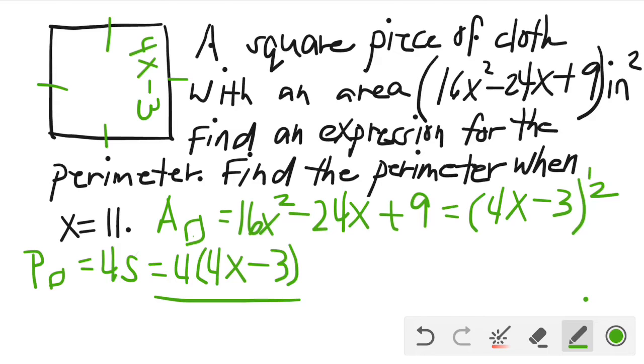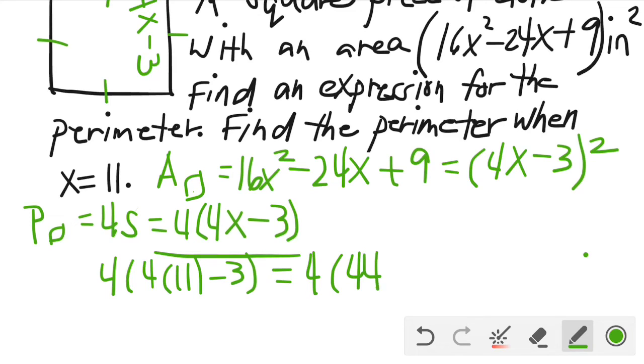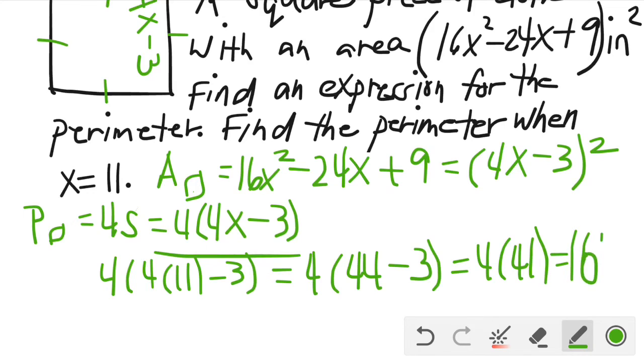Now that we have an expression, let's go ahead and find the actual perimeter when x is 11. Alright, let's plug in 11 for x. So I'll have 4 multiplied by 4 times 11 minus 3. Let's simplify further. I'll have 4 times 44 minus 3. Continuing on, I'll have 4 multiplied by 41, which results in 164. So then we say the perimeter when x is 11 is 164 inches.